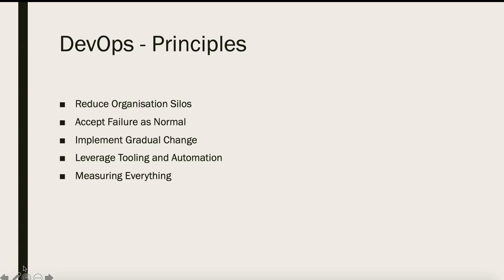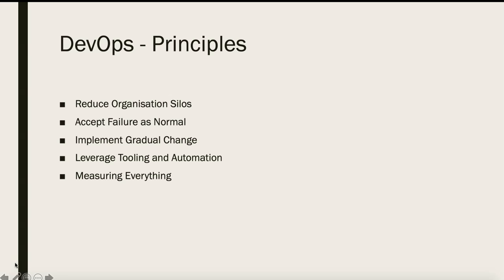Next one is implement gradual changes. Rather than going through a big bang change, what the DevOps principle suggests is to have gradual changes implemented and deployed into the DevOps pipeline.